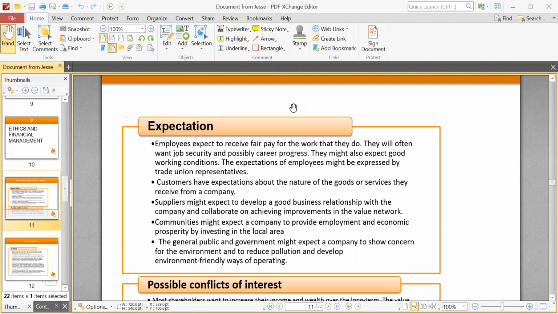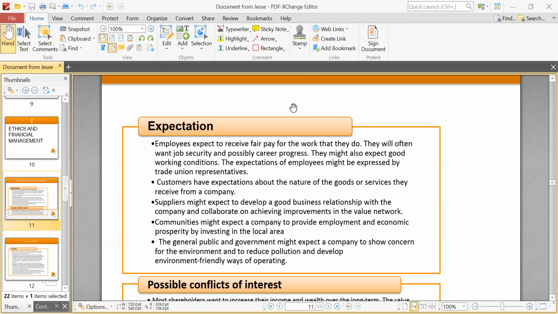Okay, so customers are looking for value. That's their interest in the organization. They are always looking for value. So customers have expectations about the nature of the goods they receive from a company. That's very, very important.